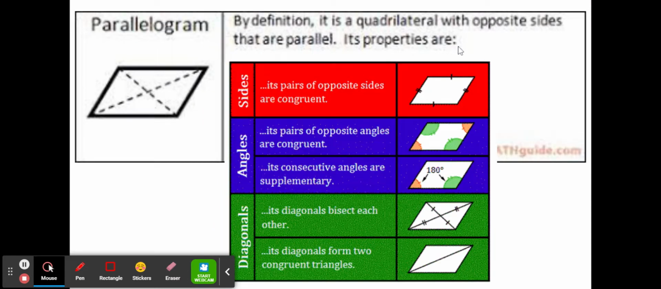And we had our parallelogram, which was the main word we focused on. Remember, by definition, a parallelogram has opposite sides that are parallel, both opposite sides parallel. But it also has these additional properties. The opposite sides are congruent, opposite angles are congruent, consecutive angles, as we mentioned, are supplementary, diagonals bisect each other, and the diagonals, as we mentioned, form two congruent triangles. Those are all properties of a parallelogram.